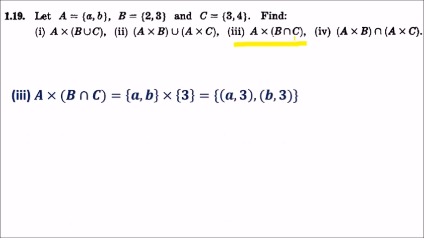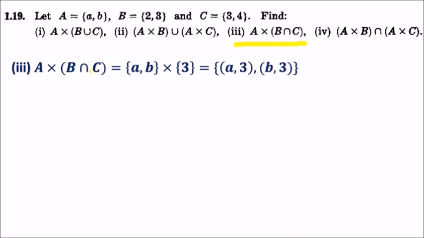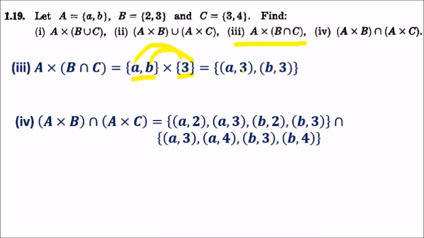Okay, let's find this. So we have here, okay, kunin muna natin yung A. We have a and b. And then we can see that the intersection of B and C, {2, 3} and {3, 4}, is 3. So ayan. So just get the product. That's a3 and b3. So yan na yung kanilang product. Now, for the last one, you have here the intersection of the products of A and B and A and C. So, kanina, kinuha natin yung unions nila. Now, their intersections. So, tingnan natin kung equal din ba.